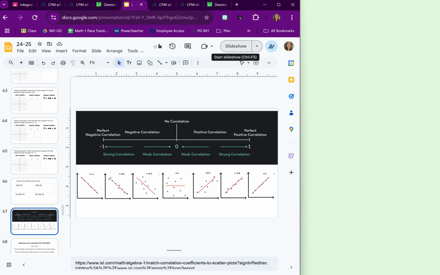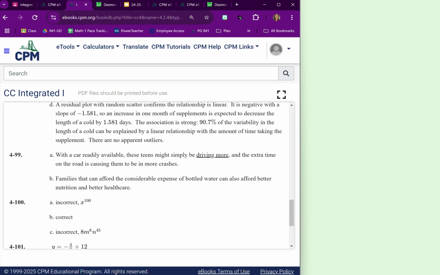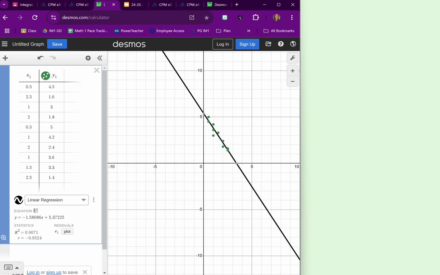So here was what we went over in class. We can see the closer you are to -1 or +1, the closer your dots are to your LSRL. The closer to the center you are, the more scattered. So when it says interpret the R, since the R value was negative 0.9, that's really close to -1. So you'd say it's a really strong correlation.